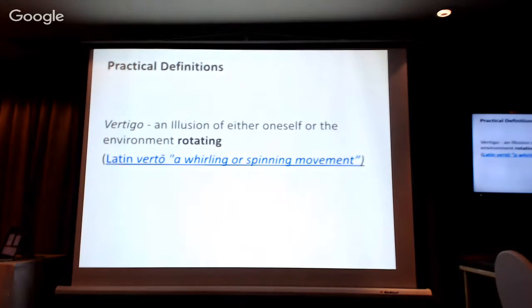Vertigo can be defined in different ways, but the practical definition would be an illusion of either oneself or the environment rotating. Please note the term rotation. Vertigo, when defined in this way, is a very reliable symptom of a vestibular disorder. It can be peripheral or central. I shall explain the pathways involved there.